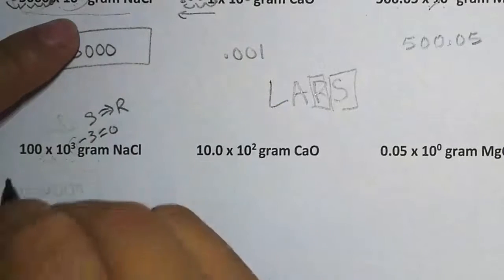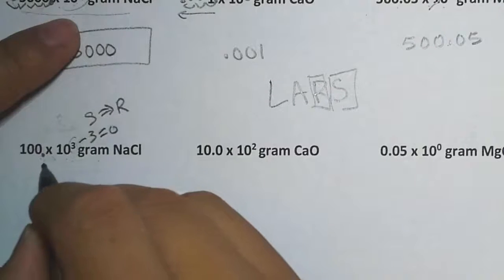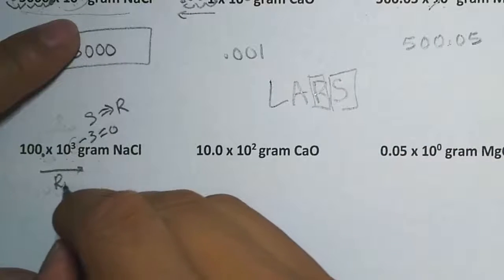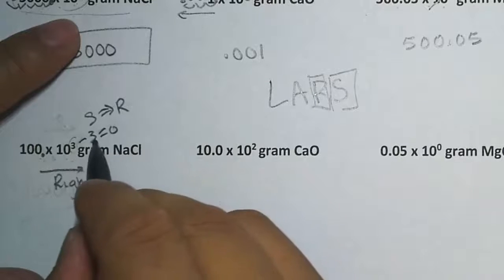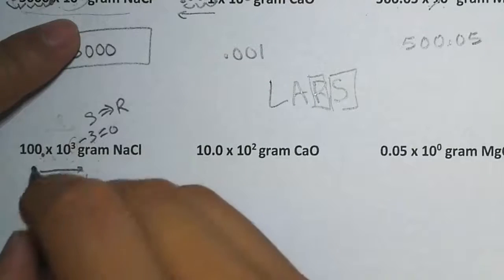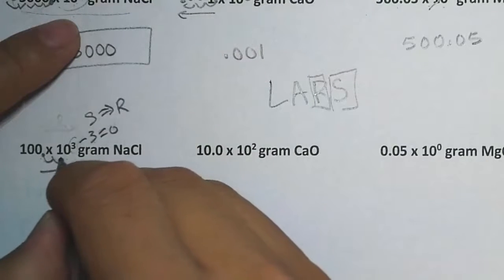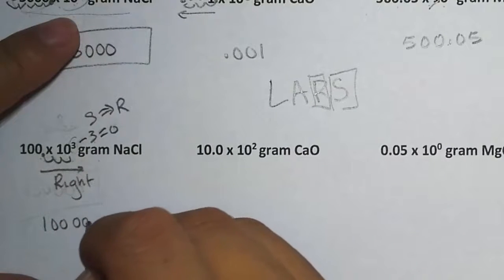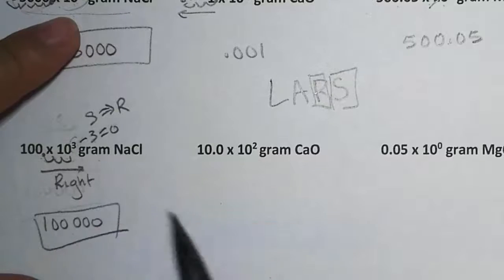What does that mean? Here's the decimal place. You move to the right. But how many places? Of course, 3 places: 1, 2, 3. So our answer is 1, 0, 0, and 3 more places. And that is how it works.